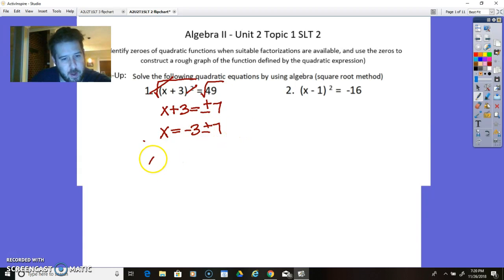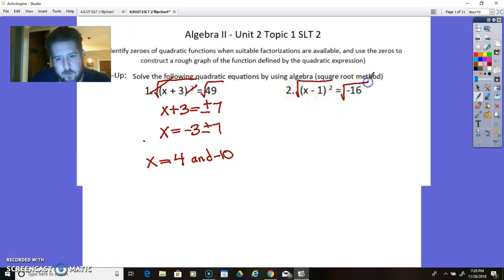And then you can solve it twice. So x is negative 3 plus 7, which is 4, and negative 3 minus 7, which is negative 10. Two solutions. Or you can set up x plus 3 equals 7 on one side and x plus 3 equals negative 7 on the other, solve it twice, and get the exact same two answers.